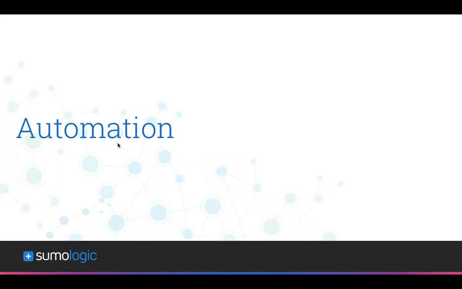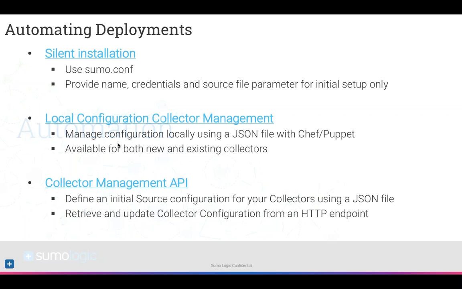All right, just to complete this, I'm going to briefly walk through this, but there are some automating deployment options that are available for you. The first one is what we call silent installation, the ability to enter all your parameters into a file called sumo.conf, and in here you provide the name, you provide credentials, and you provide essentially all the initial setup that you need for the installation. So that's one way of setting up your collectors.